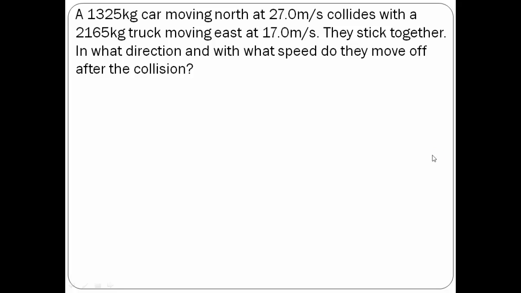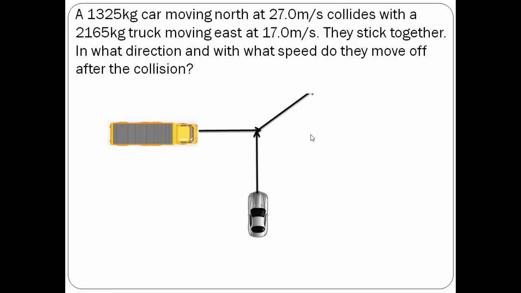Now we try this example. A 1325 kilogram car moving north at 27 meter per second collides with a 2165 kilogram truck moving east at 17 meter per second. They stick together. In what direction and with what speed do they move off after collision? Imagine this. The car is moving towards north. The truck is moving towards east. And after collision, they will move over here.